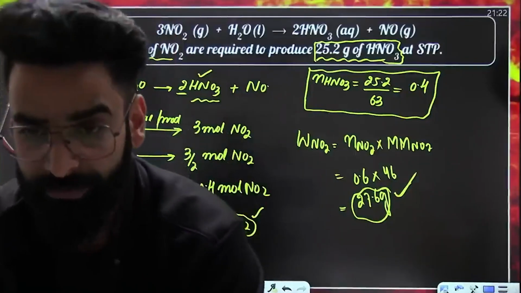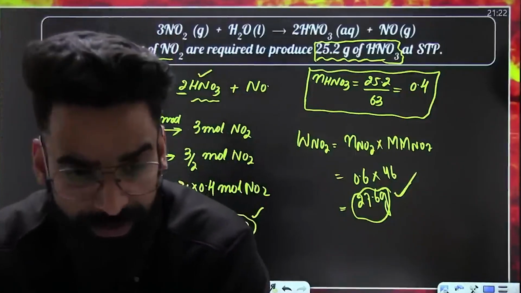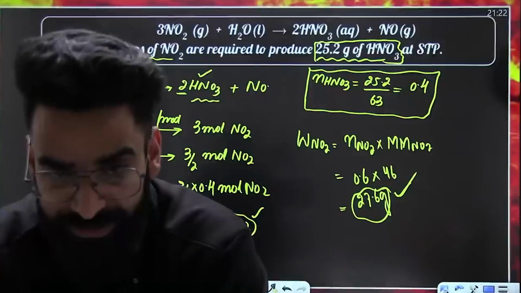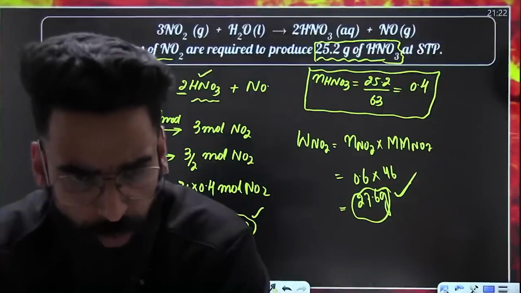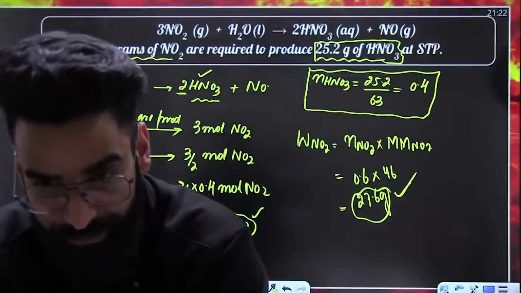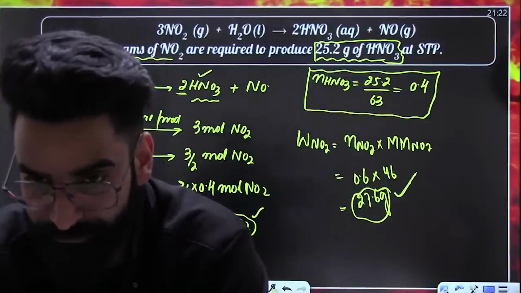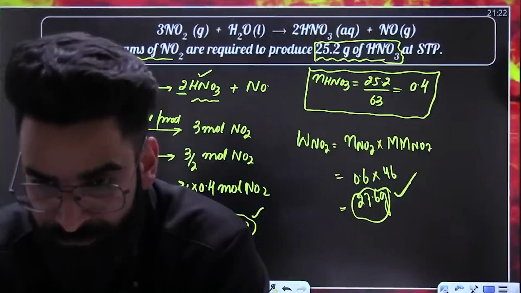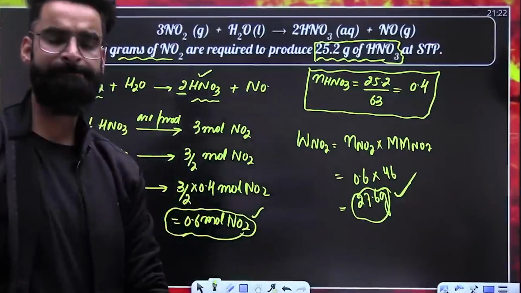So this 27.6 grams, what is it exactly? It is basically that mass of NO2 which is required to produce 25.2 grams of HNO3. Hope it's clear. Clear to everyone, people?